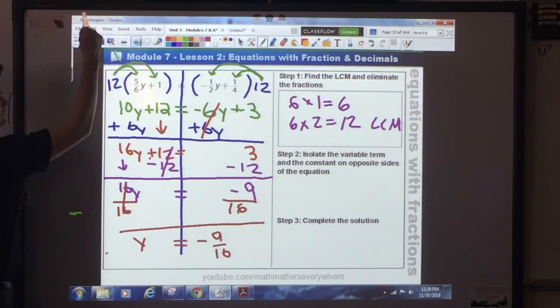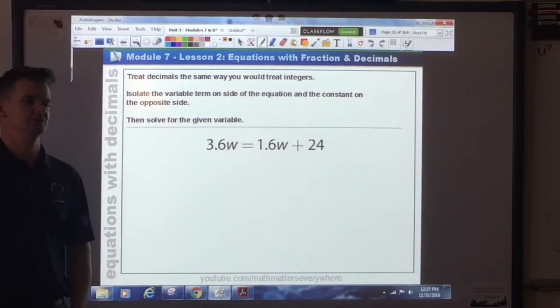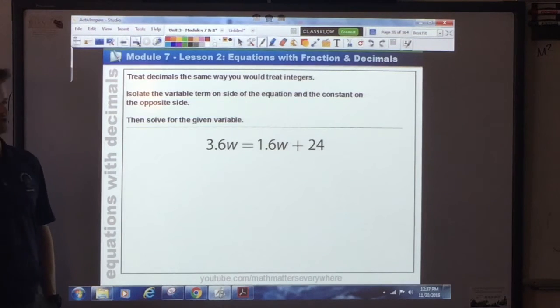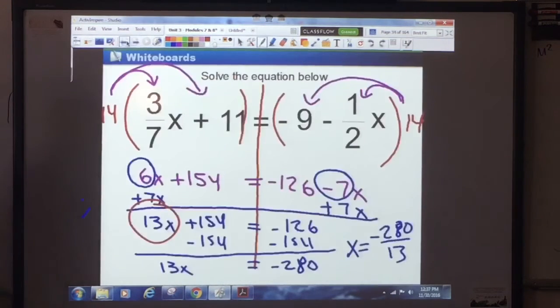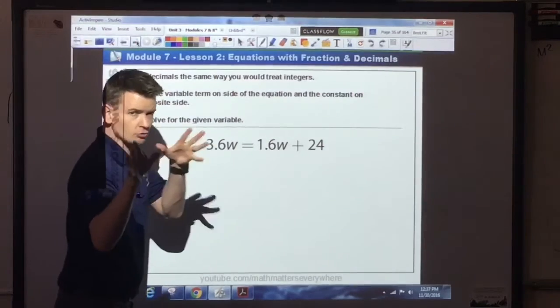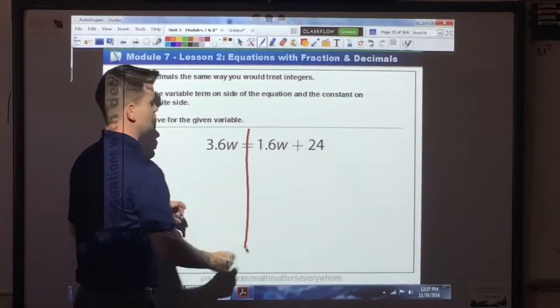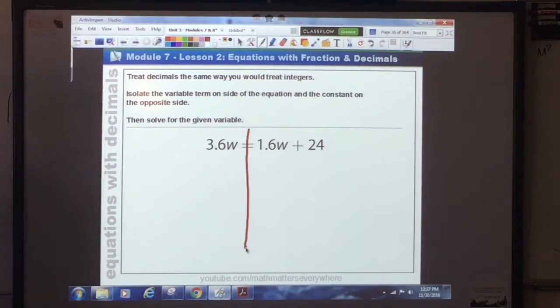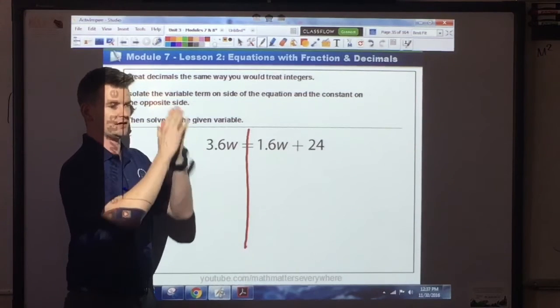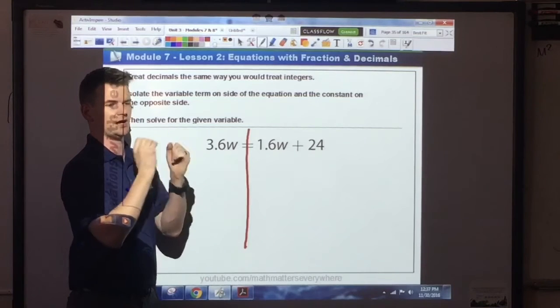All right. Let's try these. The thing is, these are easy. Decimals, you treat them the exact same way. The good thing is, you treat these the exact same way you would treat any other type of coefficient out there. Once again, the goal is to get the variable terms on one side, constants on the other.